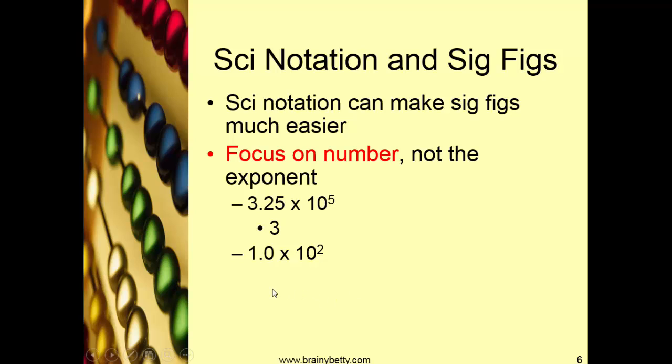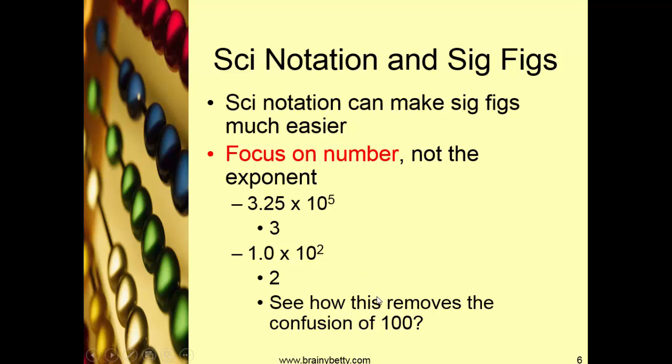Here's another example. You look just at what's in front of the x, and you count everything that's in front of the x. So there's a 1, there's a 0, that's 2 digits, so 2 sig figs. So scientific notation can make sig figs much easier. You just need to count everything that's in front of the x.